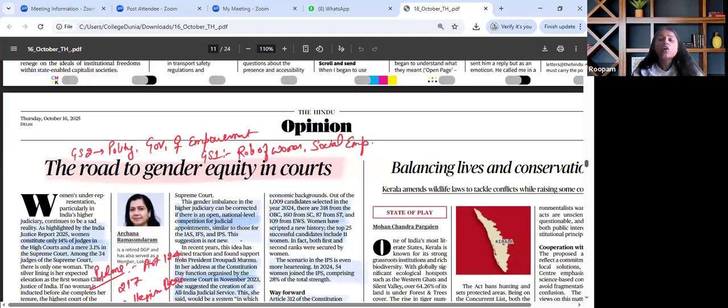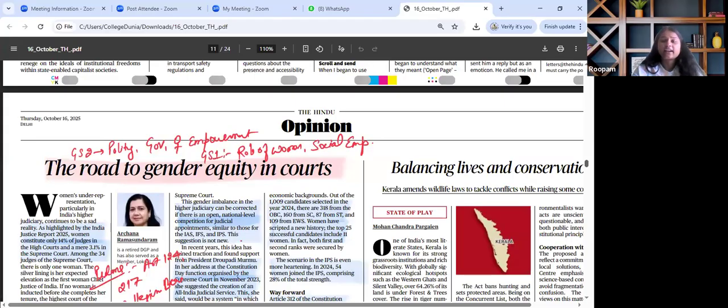For Mains perspective, what are the institutional barriers and the glass ceiling in the judiciary? Diversity as a component of judicial legitimacy is the need of the hour. What are the suggestive reforms to include more women in the higher judiciary? A transparent appointment process and mentorship pipelines are needed. Also, UNDP's Gender Justice Index of 2024 can be quoted, read, and revised while going through this article.